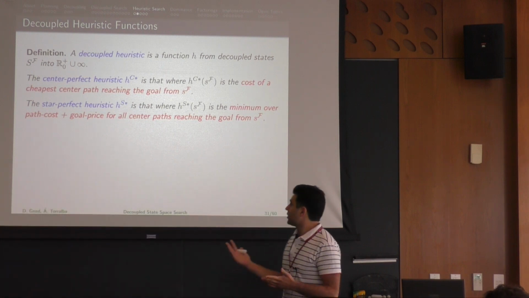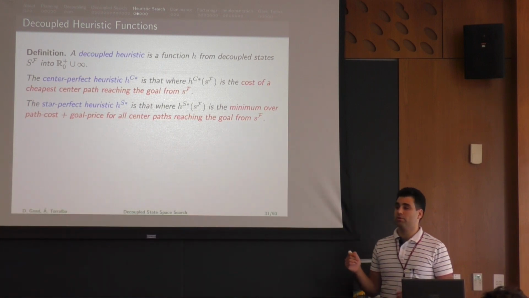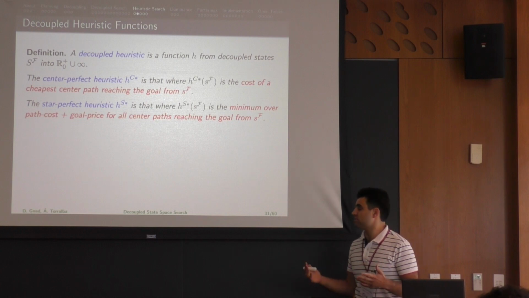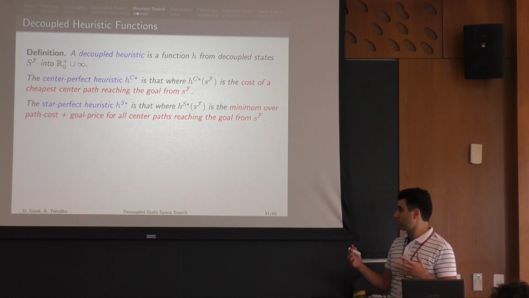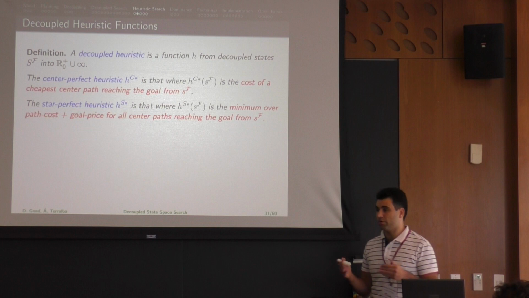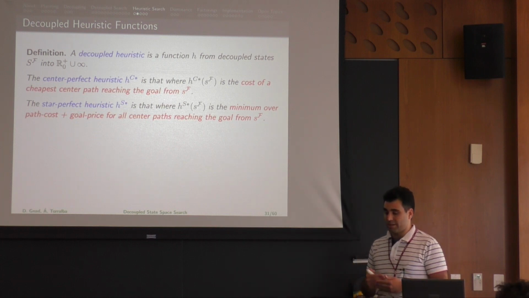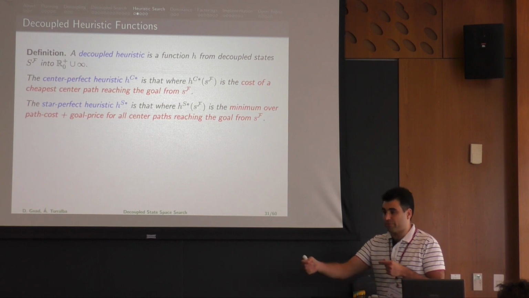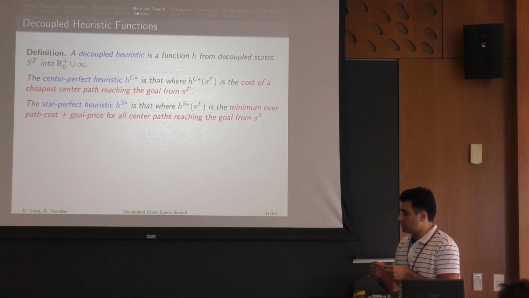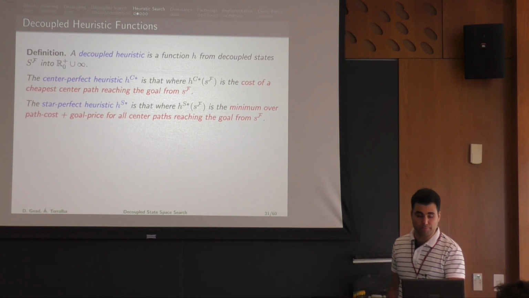In practice, we use this kind of heuristic if we want to do satisficing search, because we don't care about the cost of leaf actions. We only care about reaching the goal in the least number of center actions possible, because we want to reach it as soon as possible.